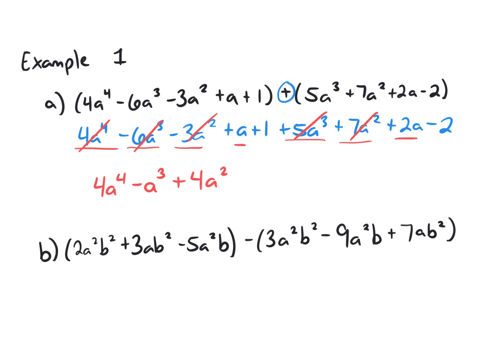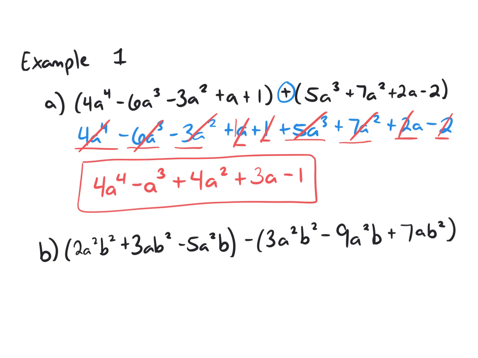And then we have a plus 2a. Careful, that would be if we were multiplying, but technically this is a 1a. So what's 1a plus 2a? 3a, there we go. And then we have 1 minus 2, which is negative 1. Yep. Again, you're done when you are in standard form and you have no more terms to combine.